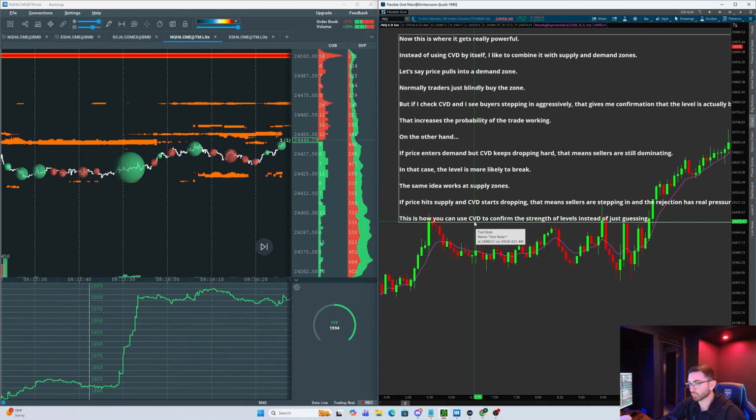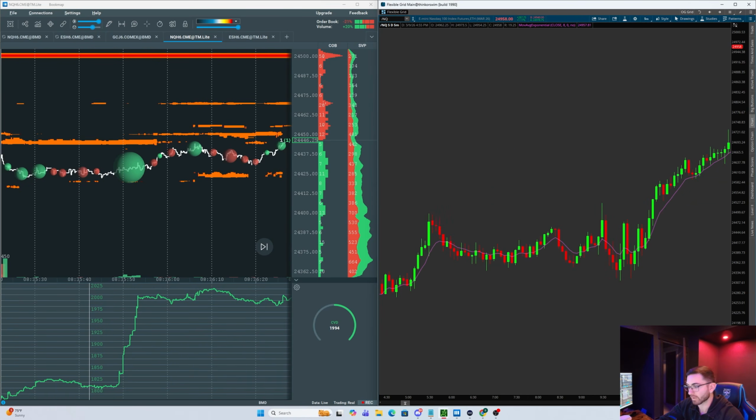If we break levels, right, but the CVD is diverging, that can help us avoid the trade, but it can also help us identify a potential reversal. Or in today's scenario, breaking out before price did to get us an early entry to capture the trade. So again, the CVD is very, very useful.